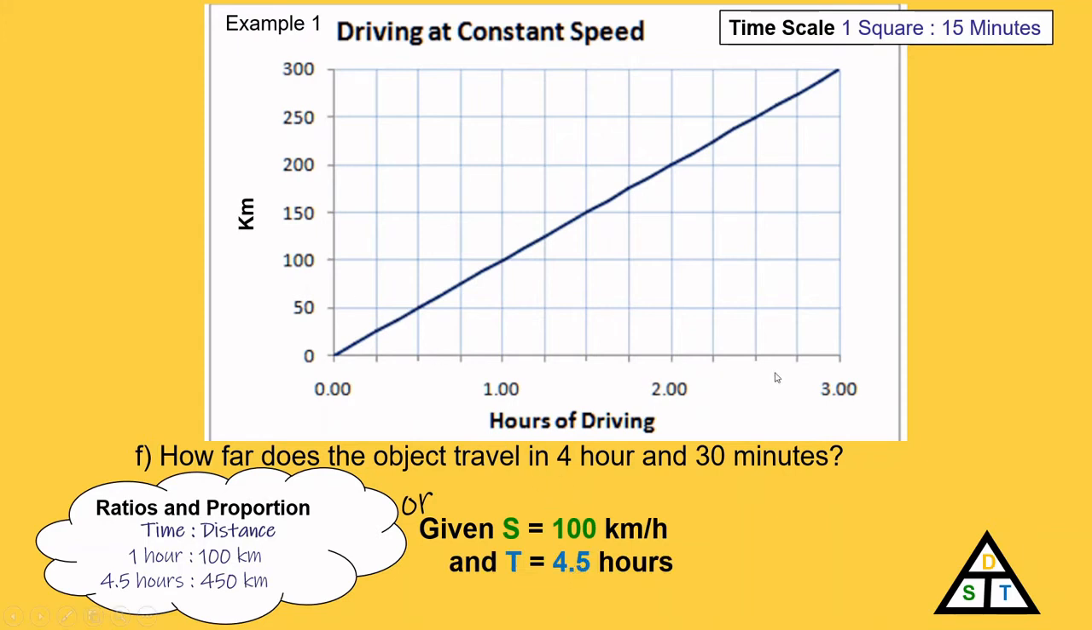Now that's off our graph, so we can't see it on the graph, but using our calculations with the speed and the time, looking at my speed distance time triangle, speed is next to time, so to work out the distance, I do speed times time. That's going to be 100 times 4.5, which is 450 kilometers. So whether you work this out through ratios and proportion or through the speed distance time calculations, we get the same answer. It's 450 kilometers.